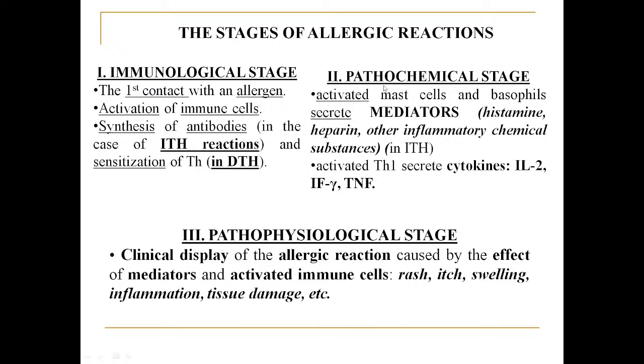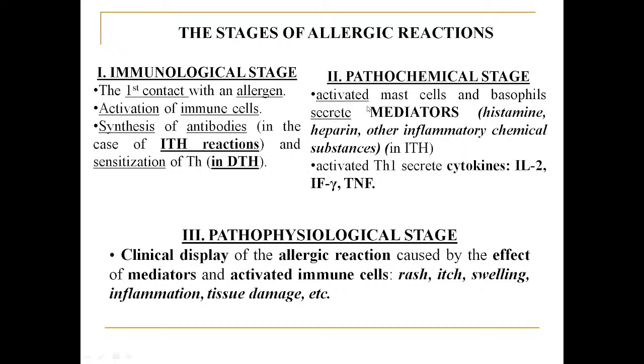Then, the second stage is the pathochemical stage. The pathochemical stage develops when activated mast cells and basophils secrete mediators. When does it happen? When the allergen enters the human organism once more. So the pathochemical stage always develops only after the immunological stage. Because we have said about activation of immune cells, these are mast cells and basophils. Activated mast cells and basophils circulate in the bloodstream after the immunological stage.